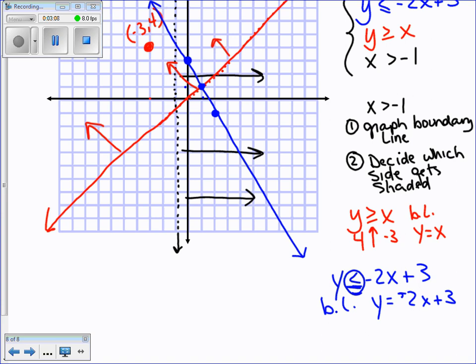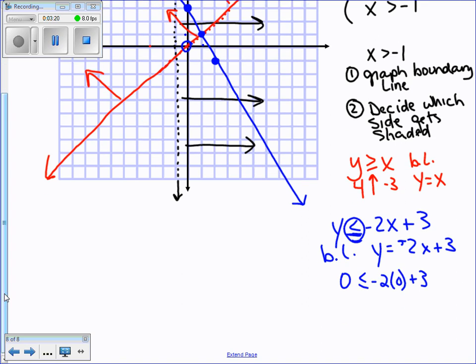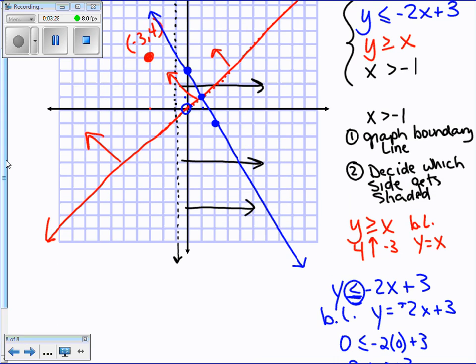Now I'm going to pick a test point of 0, 0 and see if that works in my original statement. Is 0 less than or equal to negative 2 times 0 plus 3? Let's see if that's true. Is 0 less than or equal to 0 plus 3? Yes, it is. 0 is less than 3. So I'm going to shade that side with the 0, 0 on it.